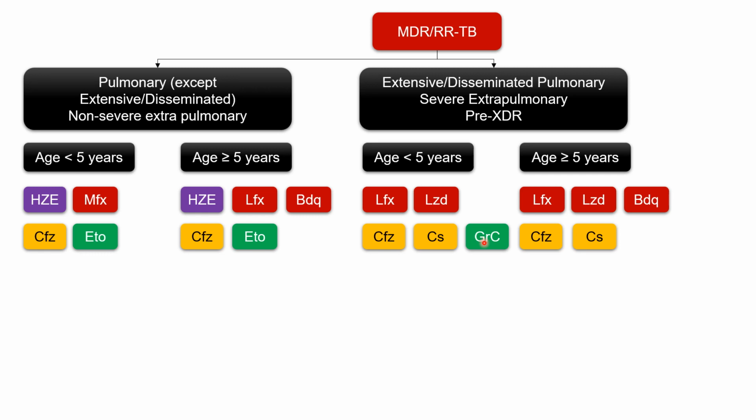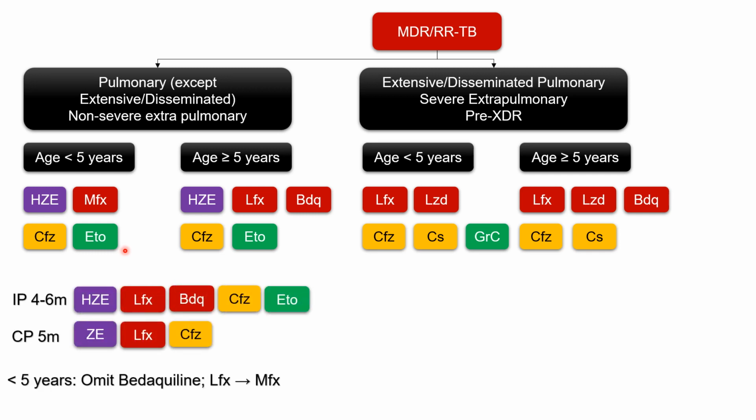So this is the algorithm for adding the drugs in drug resistant tuberculosis. To fine tune that, in case of a non-severe scenario, the number of drugs required will be less and the duration will be less. So accordingly, a plan has been made. Intensive phase of 4 to 6 months and continuation phase of 5 months has to be taken. So the total duration is 9 to 11 months actually.